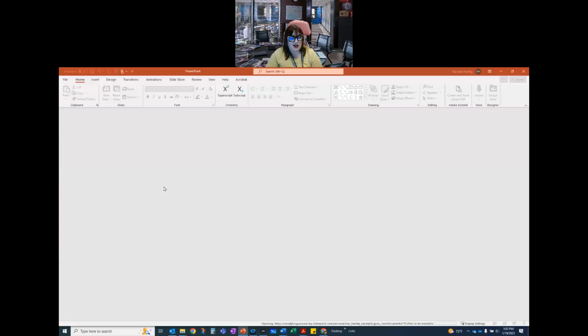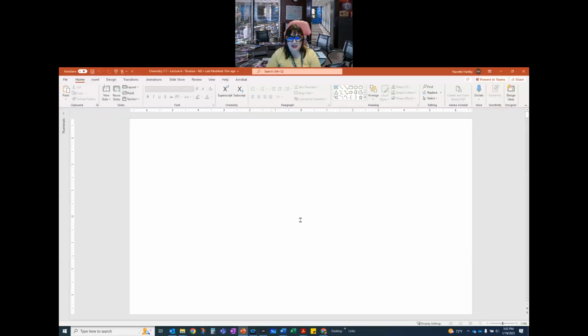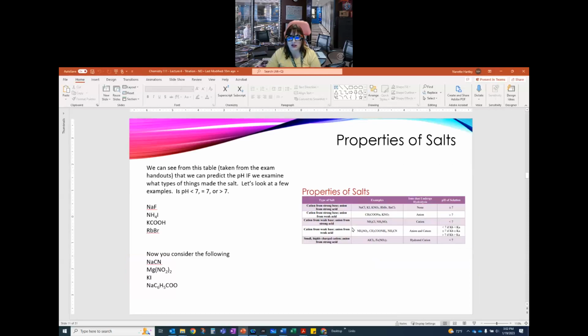Okay, fine. One of the slides that we talked about in the lecture has this table. Here it is. And it says calculate cation from weak base, anion from weak acid. And it says that if Kb is greater than Ka, it's less than 7. So you need to do a comparison here to see whether it's going to be above 7, below 7, or 7. Okay, that's what you need to do.